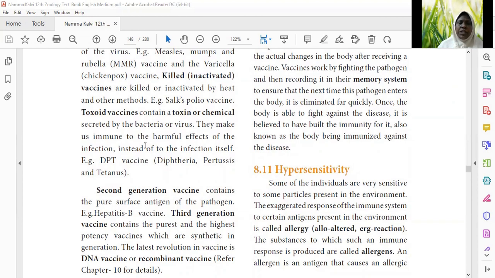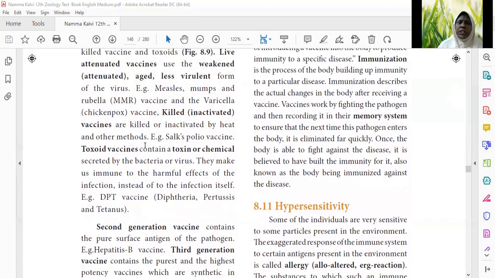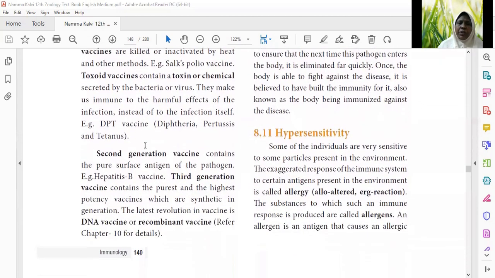So these are the three types which come under first generation vaccine. First one is the live attenuated vaccine. Second type is killed or inactivated vaccine. And third type is toxoid vaccine.